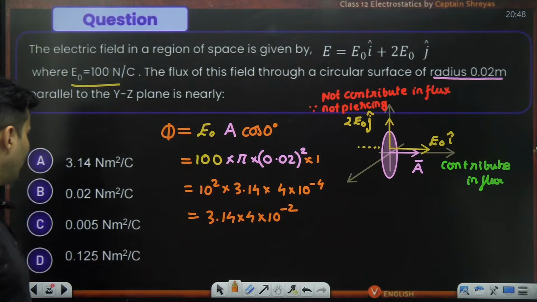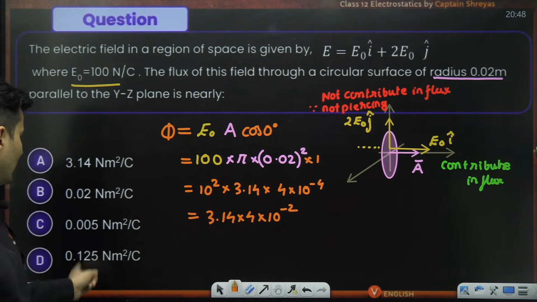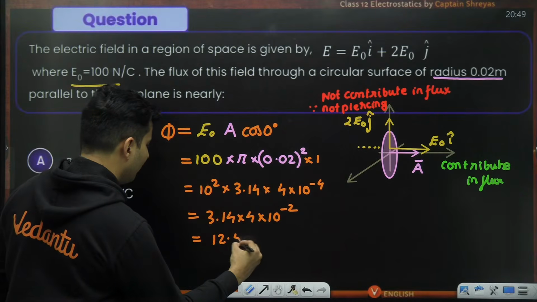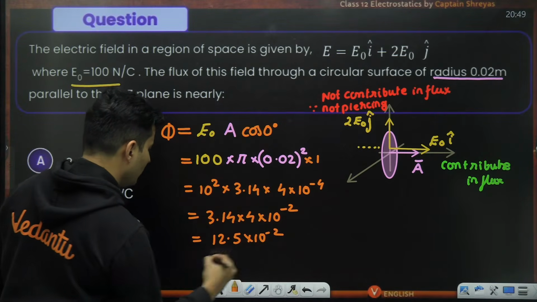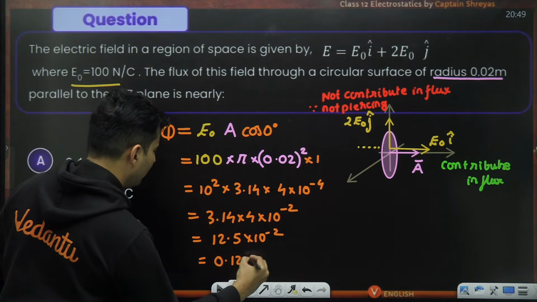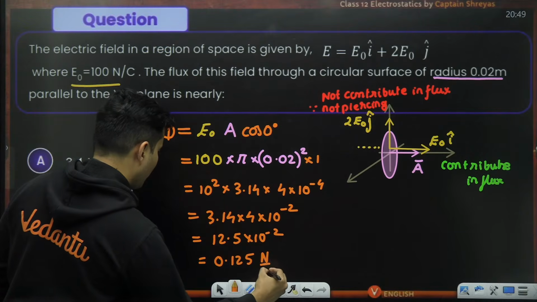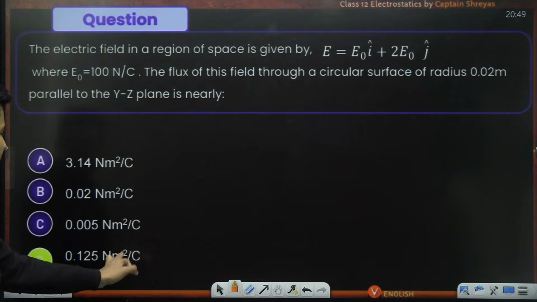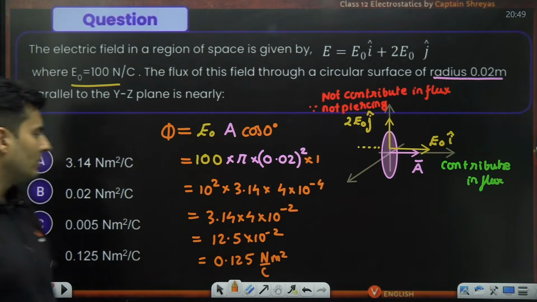Now 3 fours are 12. Yeah, 3 fours are 12. So I'm guessing around this, what we'll get is 12.5 into 10 to the power minus 2, which is 0.125 Newton per coulomb meter square. That's it. So 0.125 Newton meter square per coulomb. That should be the answer.